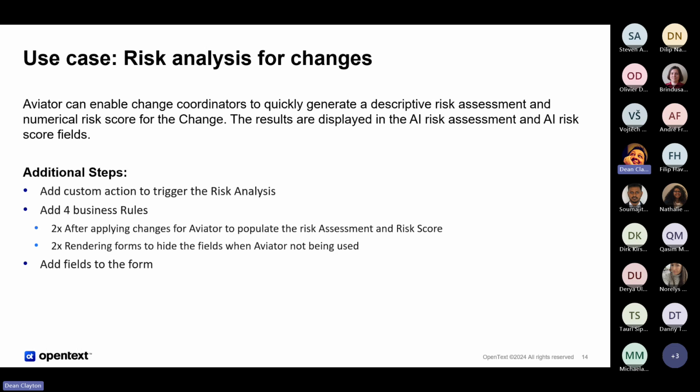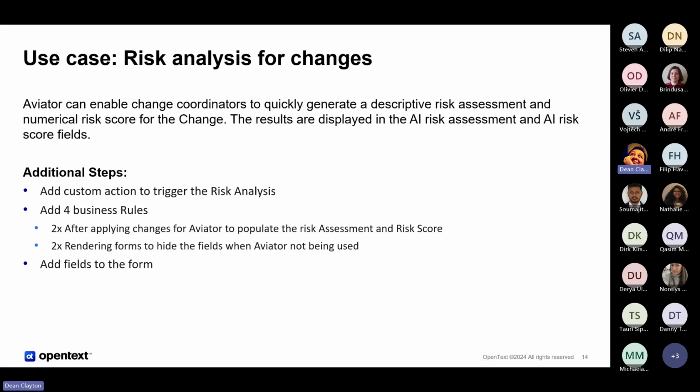So you'll need to create a custom action. That custom action, you can define what that's here, but call it risk analysis in the documentation. That's what we call it there. And then you need to create 4 business rules. So what we did with the 4 business rules, there's 2 that are after applying changes to do the calls for Aviator, 1 to do the risk assessment and 1 to do the risk score. And then there's 2 rendering form rules to hide the fields when Aviator is not being used.